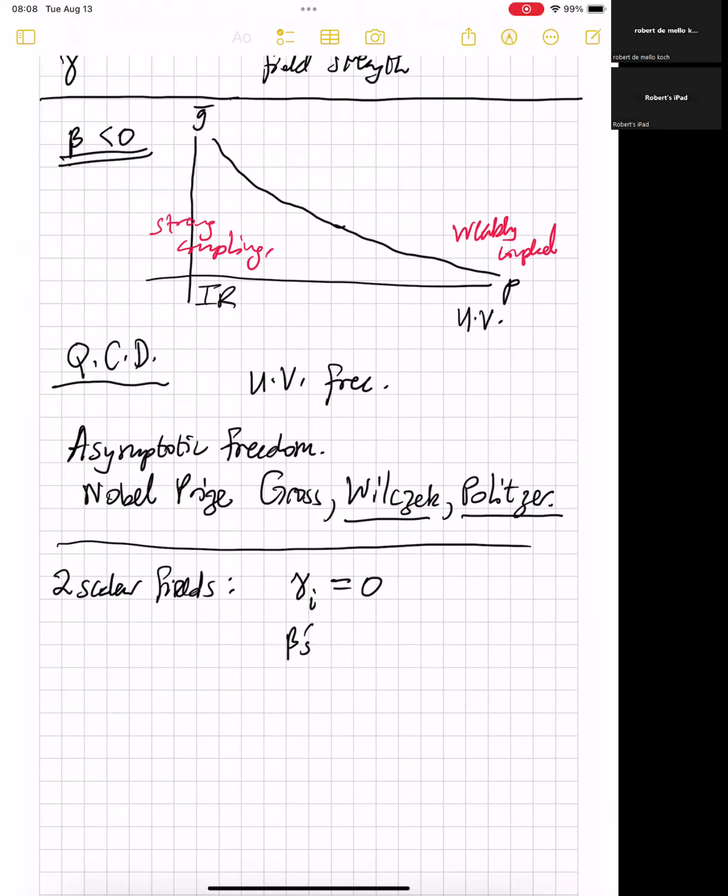What you will find as you flow to low energy is an enhanced symmetry. So look out for that. As you flow to low energies, you should find that the symmetry in the theory is enhanced. So that's a nice problem for you to spend some time with and to try to really understand.